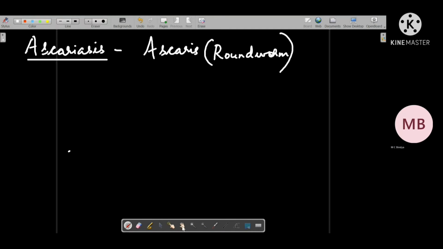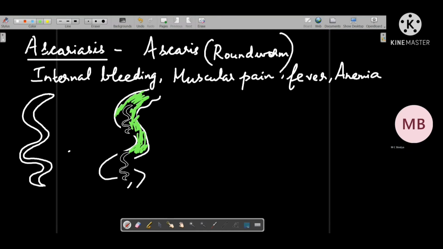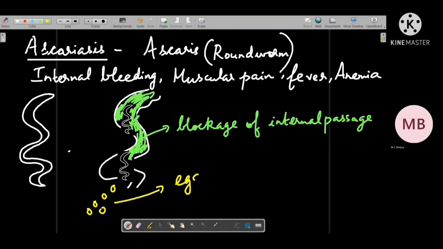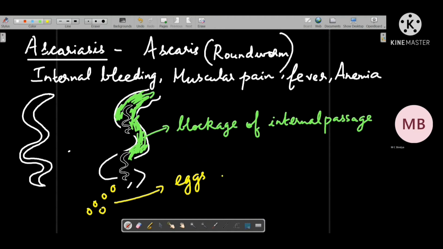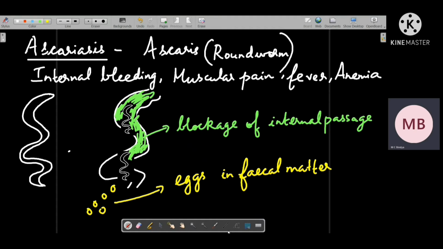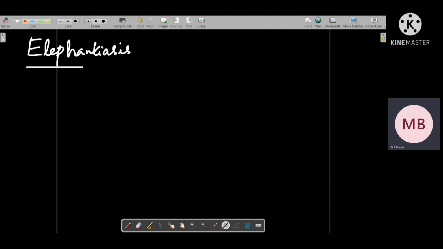The next is ascariasis. Ascariasis is caused by ascaris or roundworm. It enters into the intestine. It's a parasite. It causes internal bleeding, muscular pain, fever, anemia. The worms block the internal passage of the intestine, and then it is carried by eggs in the fecal matter. It spreads through eggs in fecal matter.